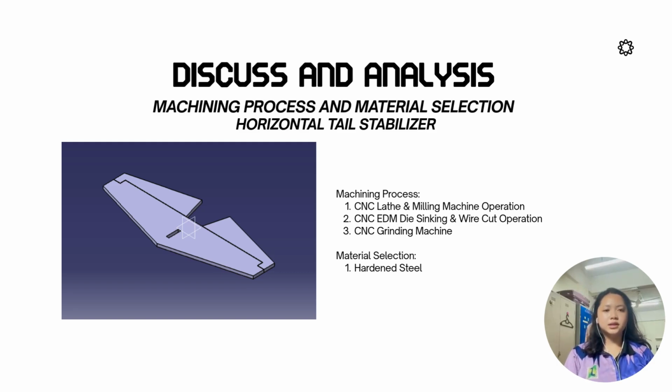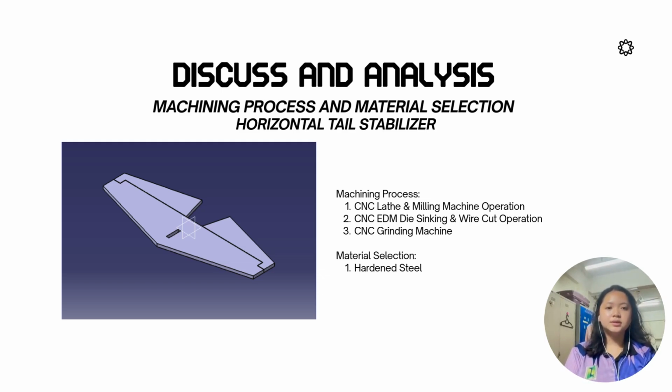Next, the horizontal stabilizer is only suitable for 3 machining processes, which are, number 1, CNC lead milling machine operation. Number 2, CNC EDM die sinking and wire cut operation. And number 3 is CNC grinding machine operation.